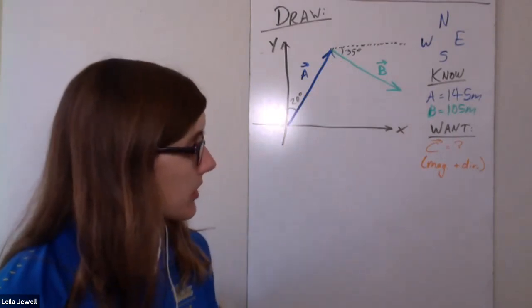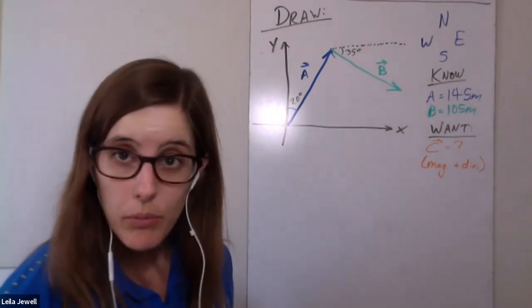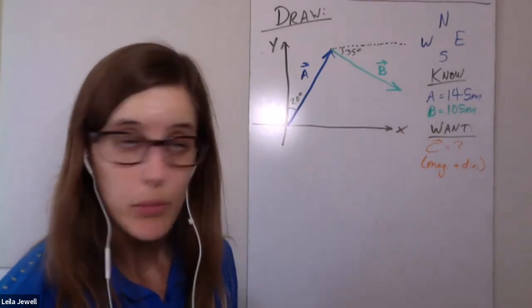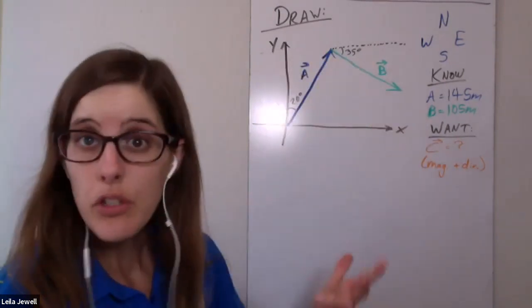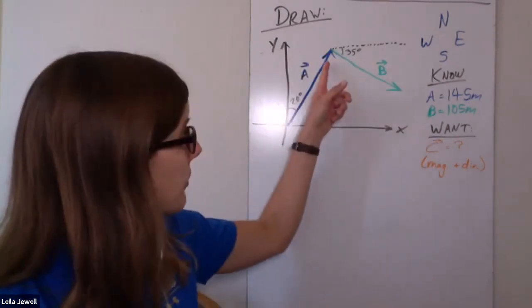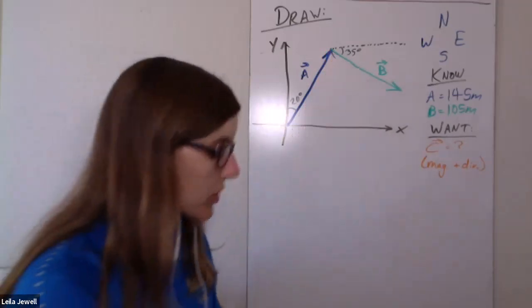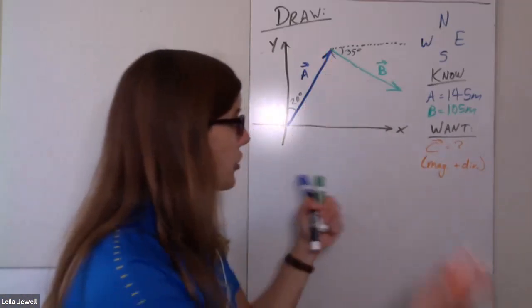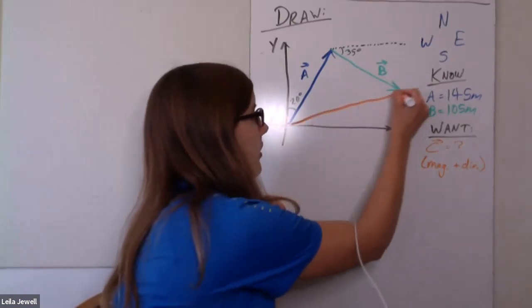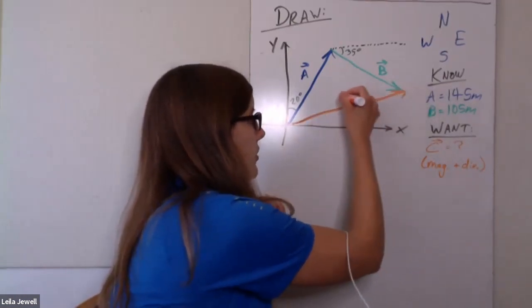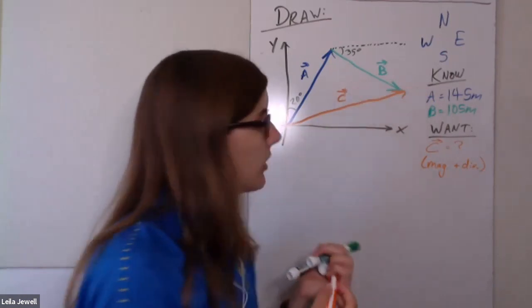So how are we going to do this? Well, it says to use the component method, because if we were just using the graphical method, we could say, hey, look, our vectors are already aligned so that we can do vector addition. The tip of A is pointing to the tail of B, so we could draw in our vector C just based on visuals. Our vector C would be something like that.